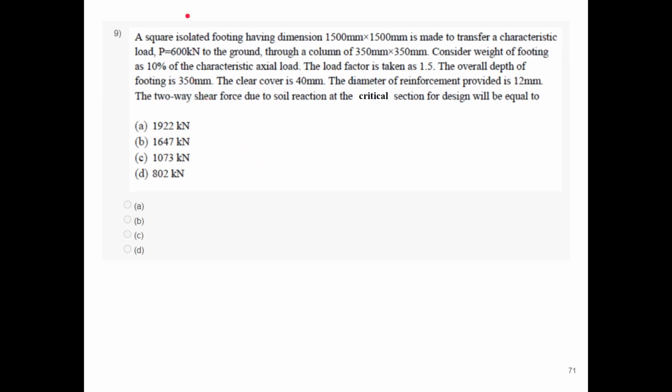Ninth question. A square isolated footing having dimension 1500 millimeter by 1500 millimeter is made to transfer a characteristic load P equal to 600 kilonewton to the ground through a column of 350 millimeter by 350 millimeter. Consider weight of footing as 10% of the characteristic axial load. The load factor is taken as 1.5. The overall depth of footing is 350 millimeter. The clear cover is 40 millimeter. The diameter of reinforcement provided is 12 millimeter. The two-way shear force due to soil reaction at the critical section for design will be equal to A 1922 kilonewton, B 1647 kilonewton, C 1073 kilonewton, or D 802 kilonewton. Which will be the correct option?